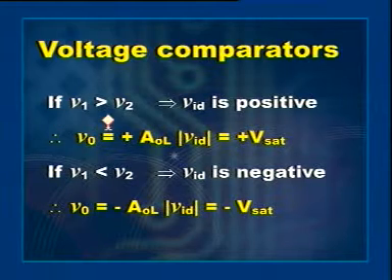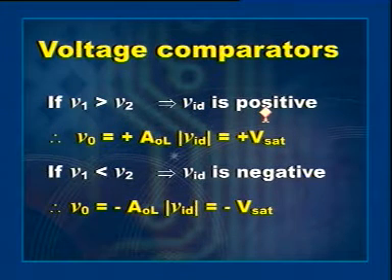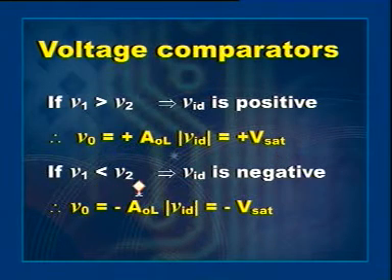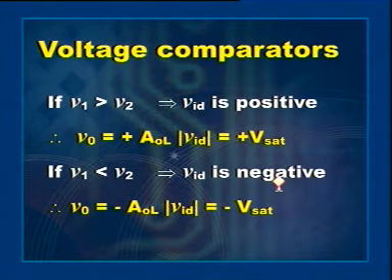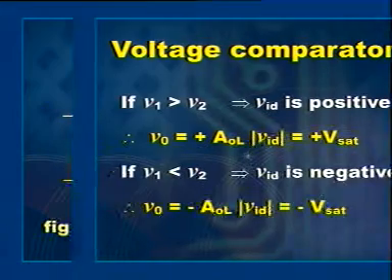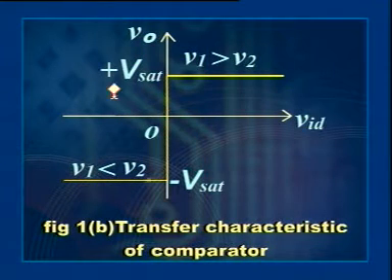If V1 is greater than V2, VID is positive. Therefore, V0 equal to AOL VID, that is plus Vsat. If V1 is less than V2, VID is negative, that implies V0 equal to minus Vsat. Therefore, V0 equal to plus Vsat for V1 greater than V2 and equal to minus Vsat for V1 less than V2, as shown in the transfer characteristic of the comparator.